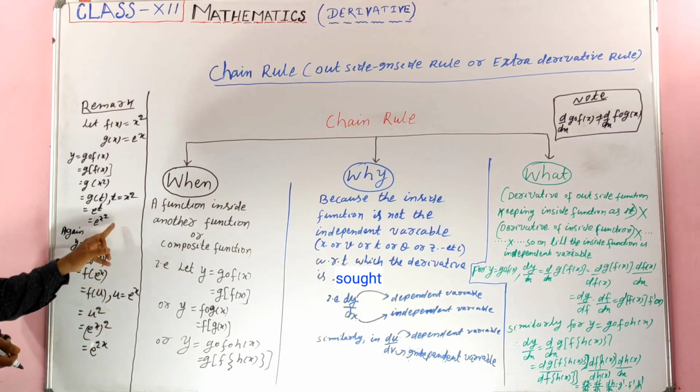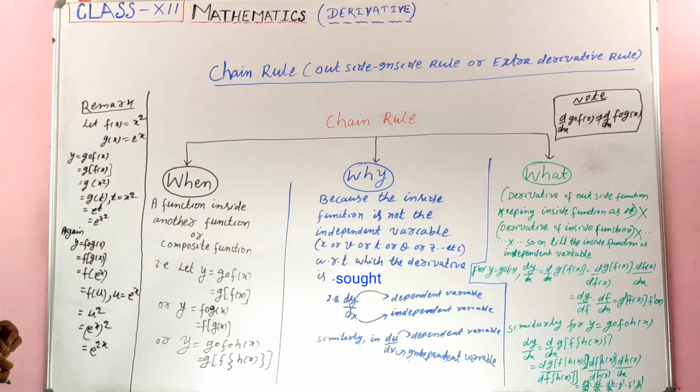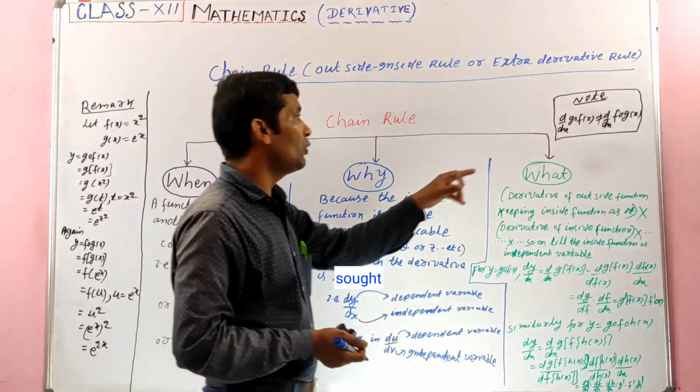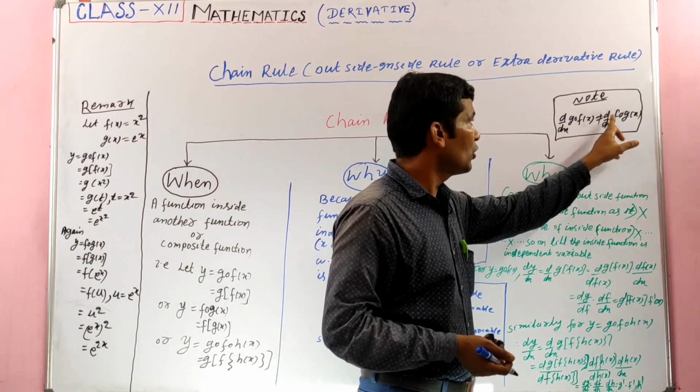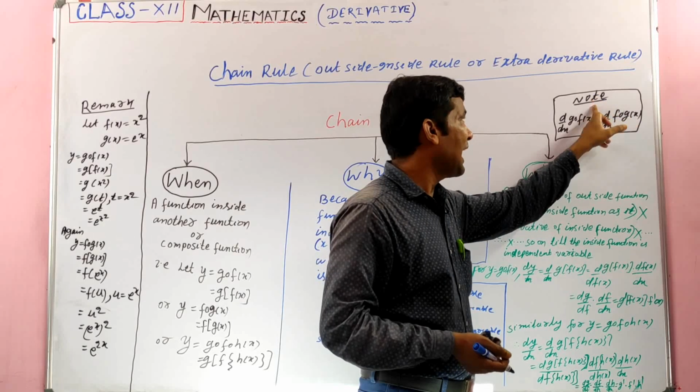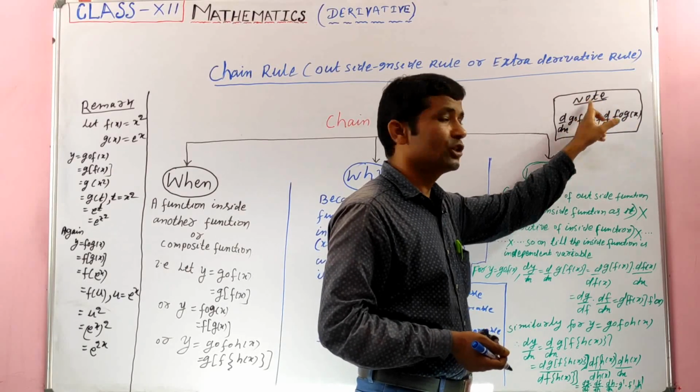They are not equal. gof is generally not equal to fog. So the derivative of gof x is not equal to the derivative of fog x. I have written this here as notes.